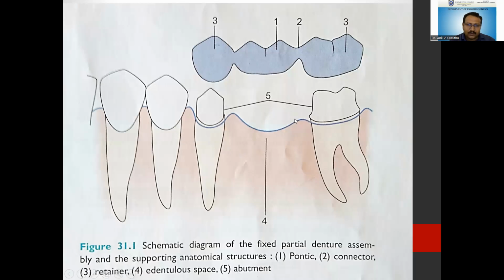As the picture shows, you can see two teeth and one edentulous area. These two teeth you call abutments, and in this edentulous space you are giving an additional artificial tooth, and this tooth you call a pontic. The pontic will be connected to the retainers with the help of a small connector.